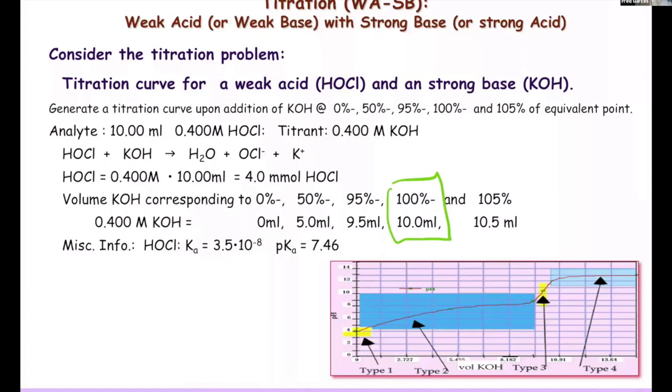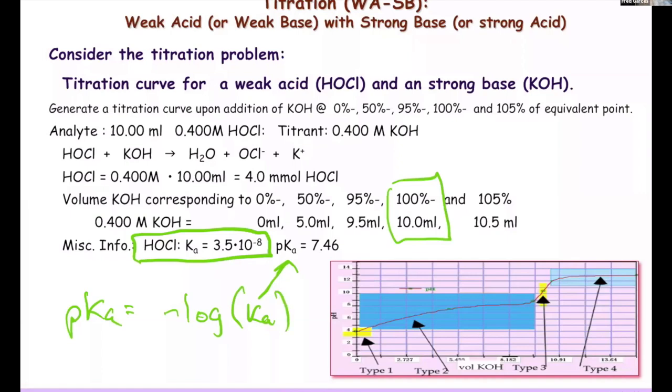The other thing you need is the Ka of that acid. Since you know the identity, you can look up the Ka, and you also need the pKa, because it's going to be helpful in the Henderson-Hasselbalch equation. Remember, the pKa is equal to the negative log of the Ka value. So if I take 3.5 times 10 to the minus 8, take the log of that, and take the negative of that number, I get 7.46. Double check. So that's the first part of this problem.